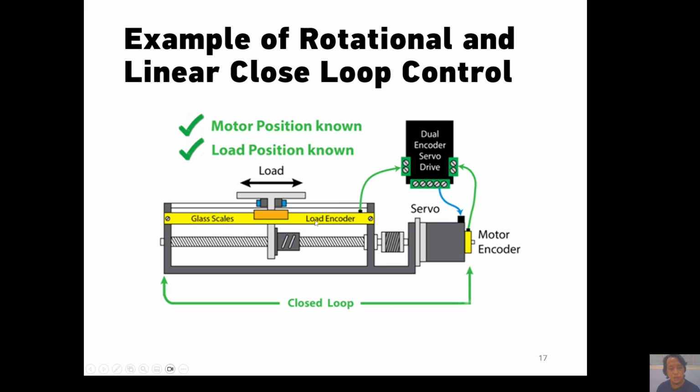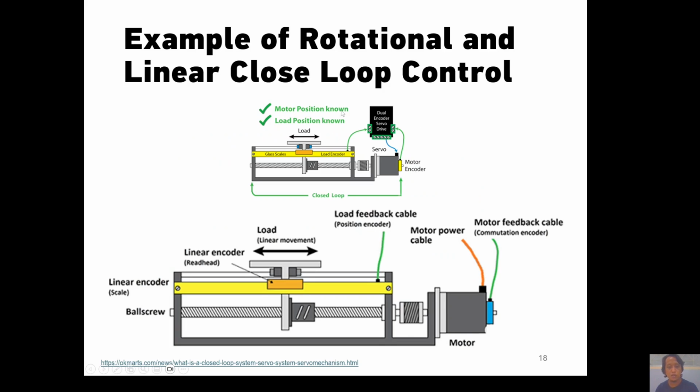When we use the load encoder or linear encoder for the system, this is the system of how to move the load from one position to another position. And we can control the location of this one by verifying with the pulses already given to the servo motor, and then we verify the position of the load. So this is the load encoder.